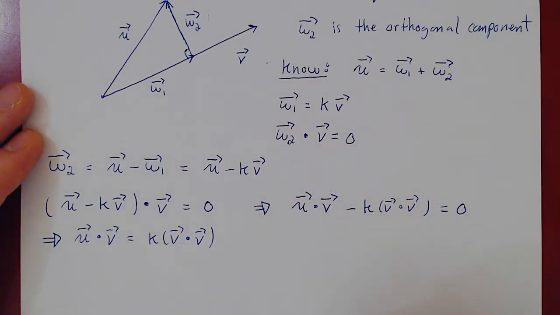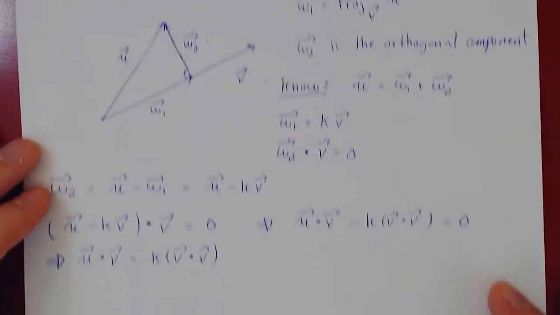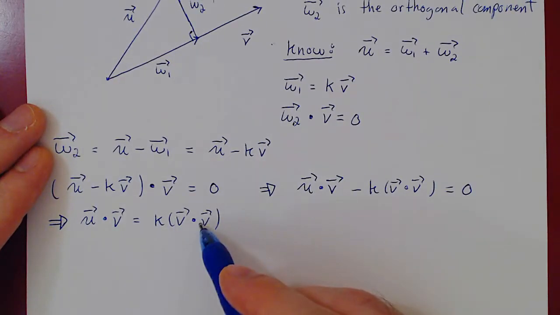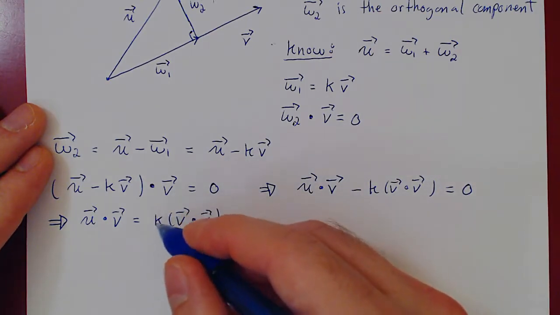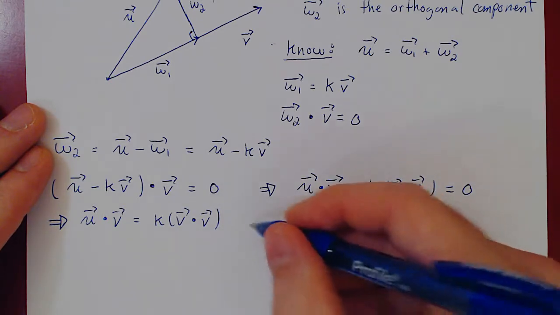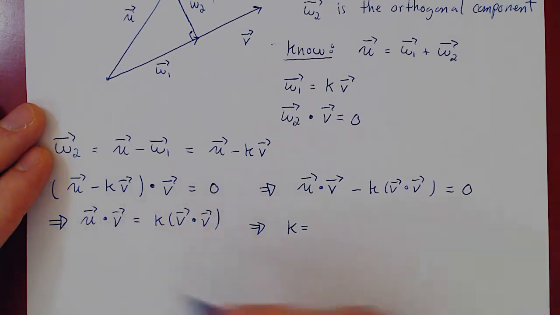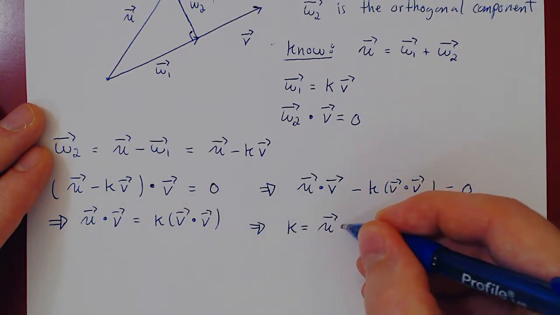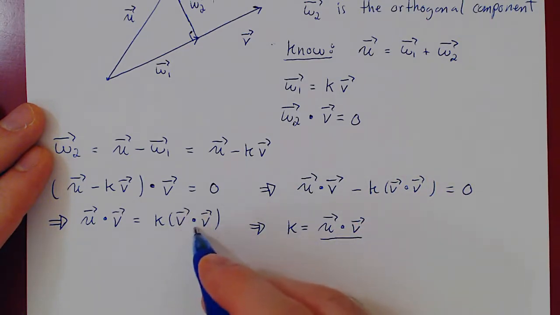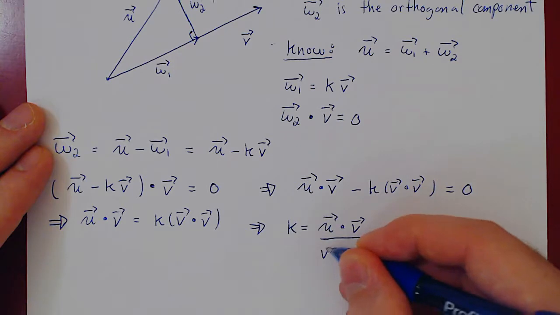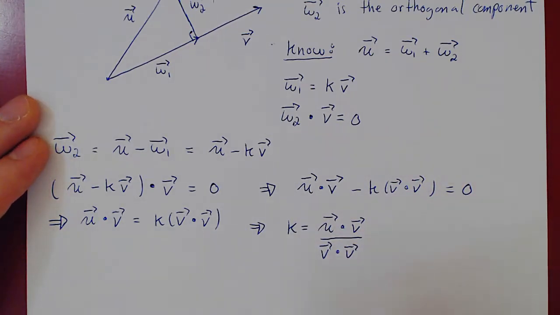And finally, since the vector v was assumed to be a non-zero vector, it has a positive length, and v dot v is the length of v squared, so this is a positive quantity. So we can then solve for k by dividing across by v dot v. And so k is quite simply going to be u dot v divided by v dot v. And if you think about it, we're done, right?